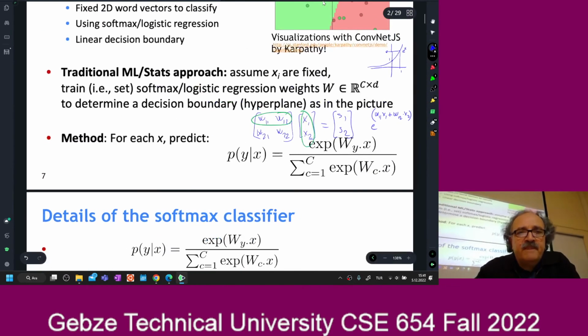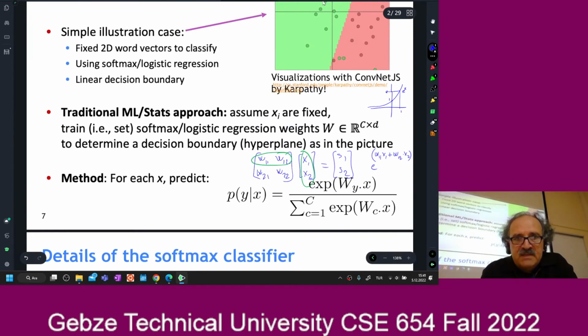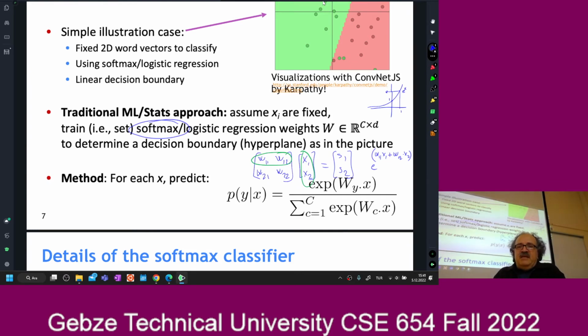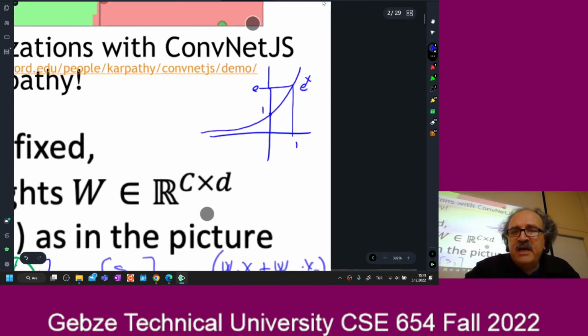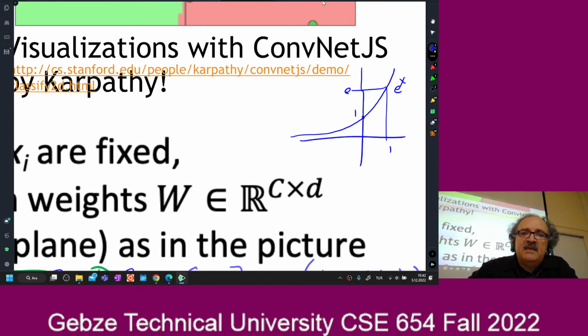This is called softmax. If you have more than two classes, softmax. If you have just two classes, it is just logistic regression, 0 and 1, and it's a standard thing. It has a number of nice features. You might ask, why aren't you taking 10 to the power x? 10 to the power x is going to do the same thing, right? Everything will be positive.